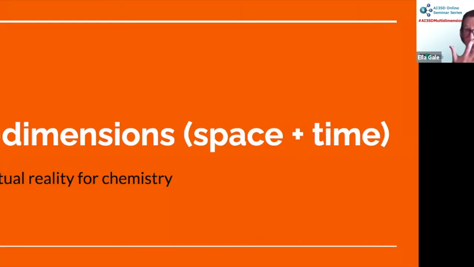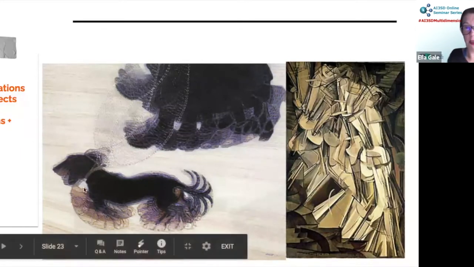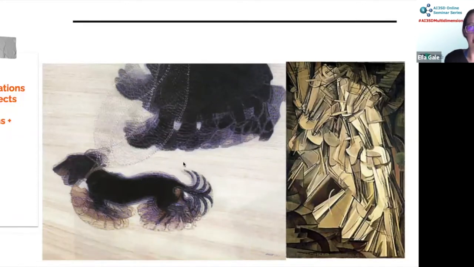Okay, I'm now going to move on to 4 dimensions, space and time. I like art, you may have gathered. So if you've ever heard of futurism, this is where they explored 3-dimensional objects with time. So this is a dog running, and you can see it hasn't got 100 legs, those are different time shots. And this is a woman walking down a staircase.